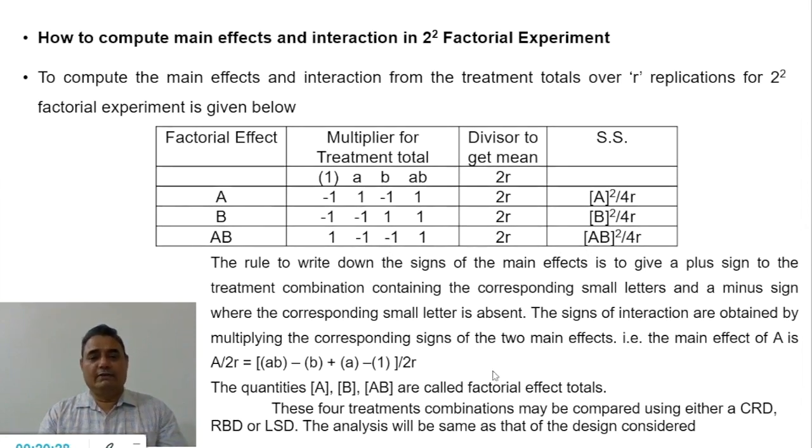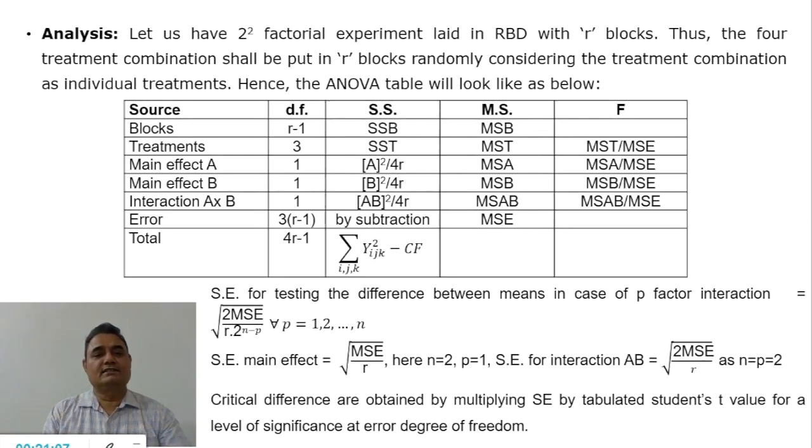This is the rule I have explained. These four treatment combinations, 1, A, B and AB, may be compared. Here capital A in square bracket, capital B in square bracket, capital AB in square bracket are called factorial effect totals. These four treatment combinations 1, A, B and AB may be compared using either CRD, RBD or LSD, and the analysis will be the same as that of the design you are considering.